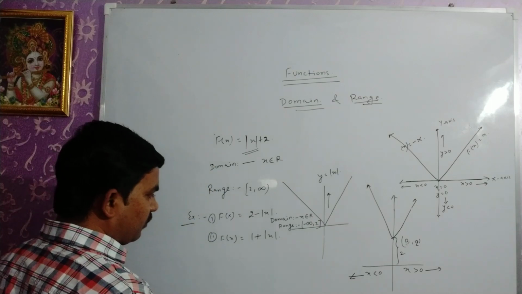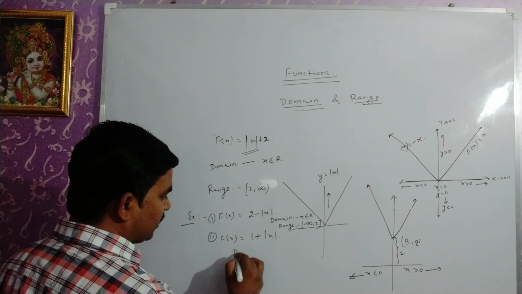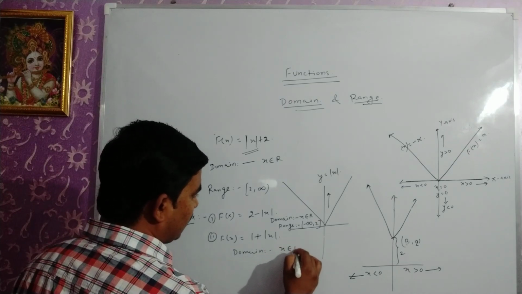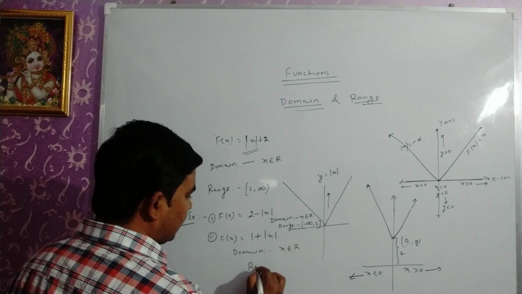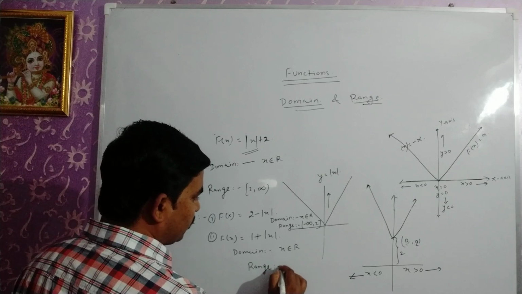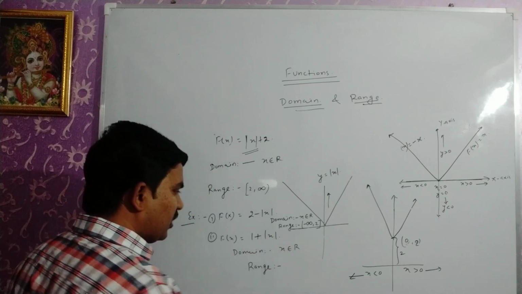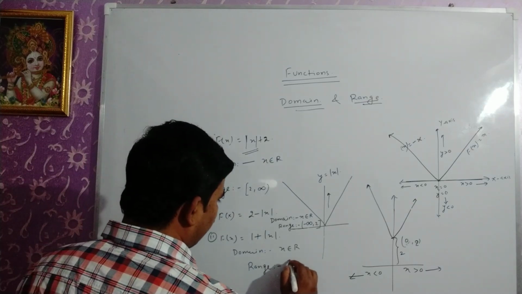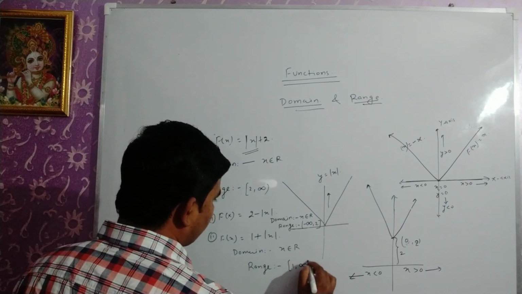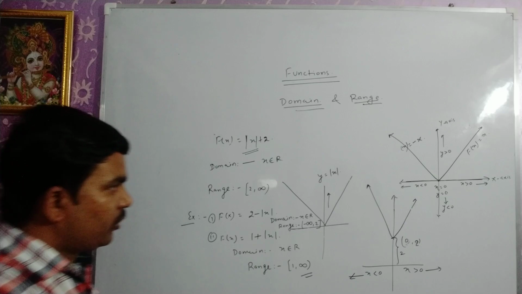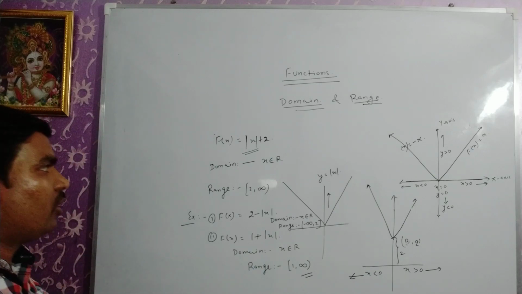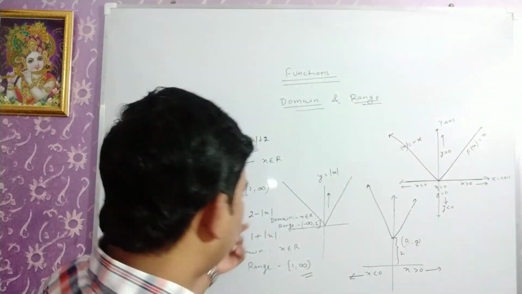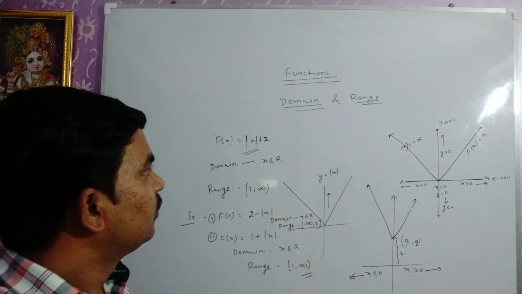And finally, for the next question we write the answer. The domain is x belongs to R, and the range is 1 plus mod x, and mod x has the minimum value 0, so the range is from 1 to infinity. So you can solve any question of this type with the help of a graph or without the help of a graph by these methods. Thank you.